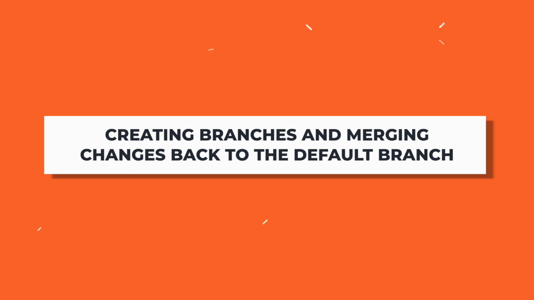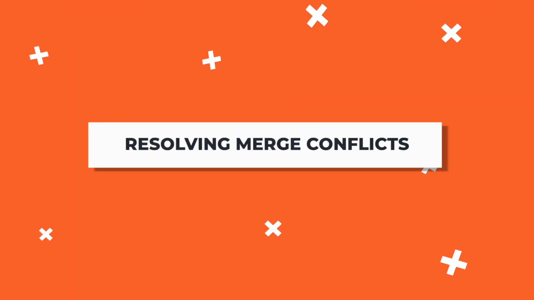Then we'll also take a look at how to create branches, make changes to the branch, and merge those changes back to the default branch. So we're going to look at the branching workflow. And lastly, I'm going to show you how to resolve merge conflicts, because these are things that come up when you have a multi-branch system. So without further delay, I think we can get started.